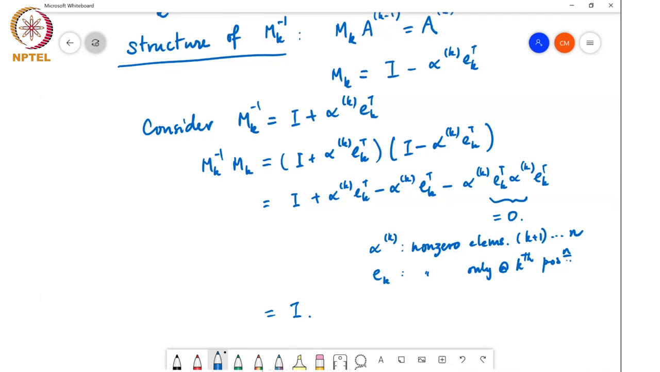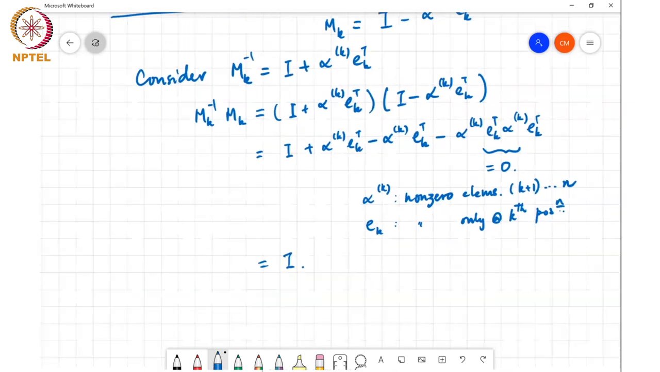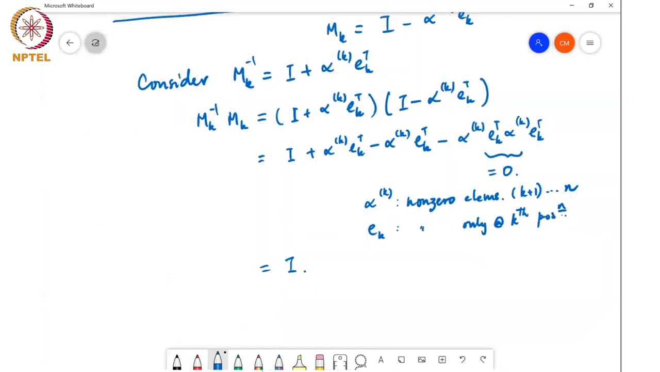And notice that the only thing we used here is that the inner product of these two is zero. So if I have a matrix A equal to I plus U V transpose, and U is orthogonal to V, then A inverse is equal to I minus U V transpose. This is generally true as long as these two vectors are orthogonal to each other. So finding the inverse of mk is very easy. All you have to do is change the signs of this part, which was I minus alpha k ek transpose.